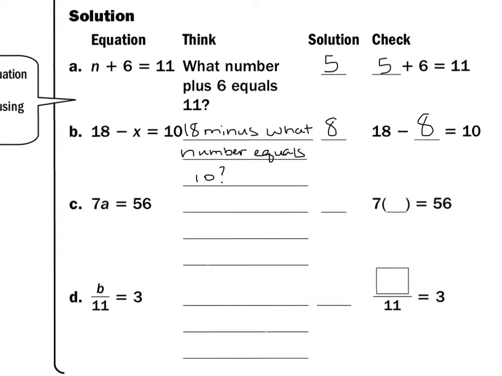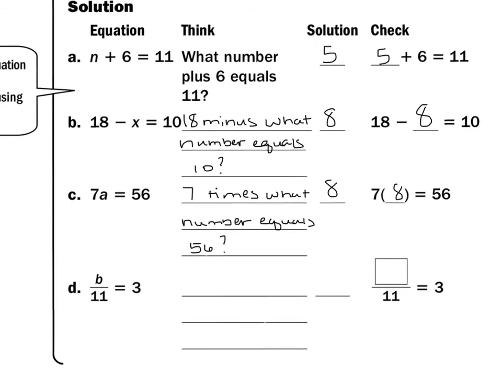For C, 7a equals 56. So the question we ask is, 7 times what number equals 56? Well, 7 times 8 is equal to 56. If you try that out, yes, 7 times 8 is 56.